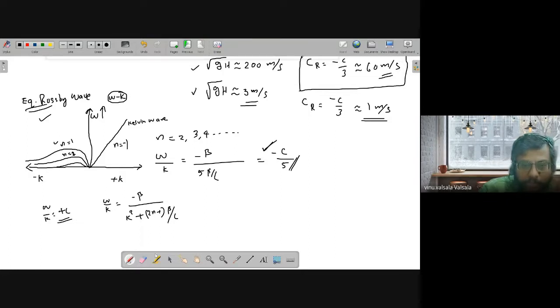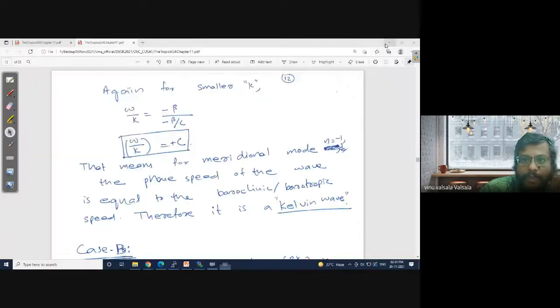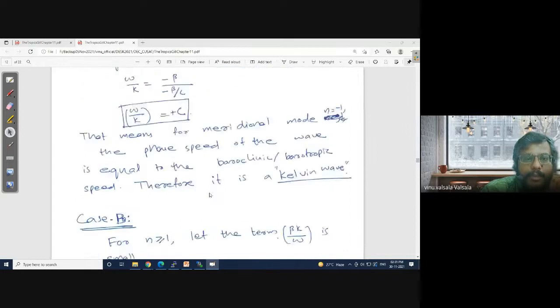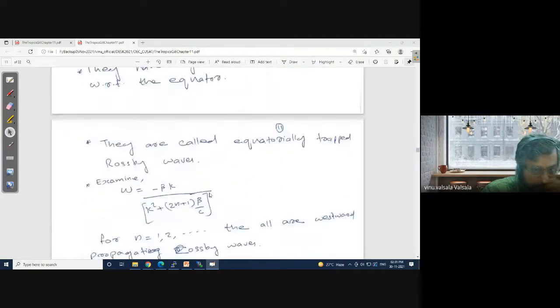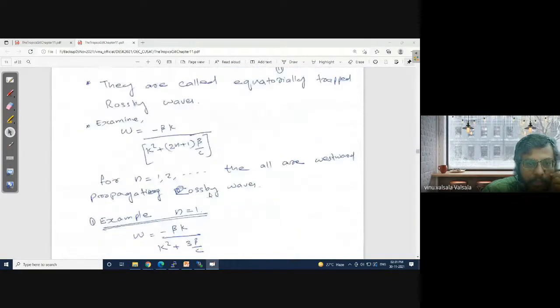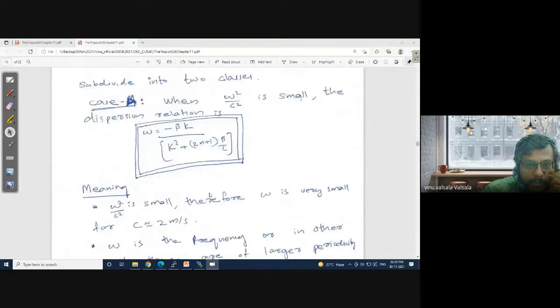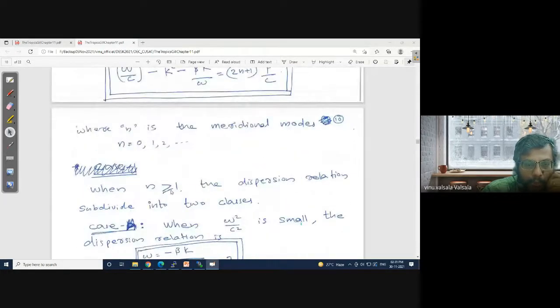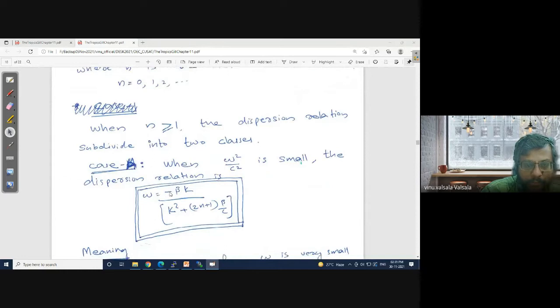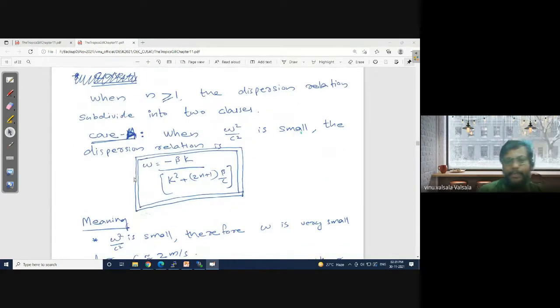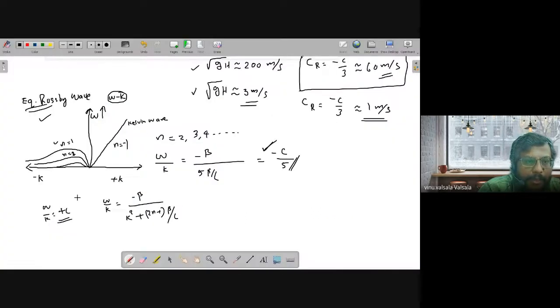Let us move on with what other types of wave we have in our store. Let me scroll back a little bit. Please bear with me. For n equal to positive values, we said there are two cases, case A and case B. Case A we examined, that is the Rossby wave. We saw the dispersion relation very beautifully in this left quadrant of K. We are all comfortable with it.